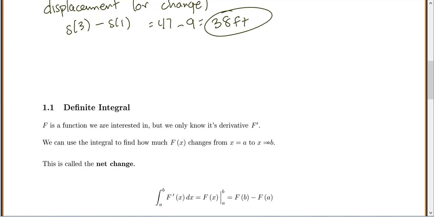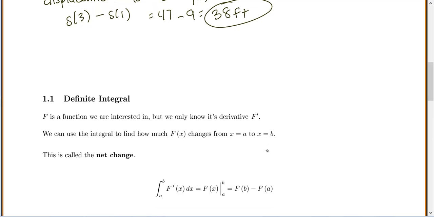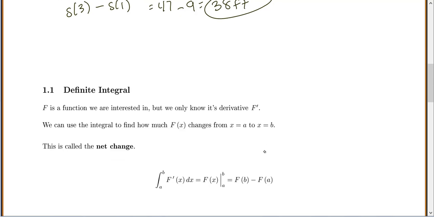We only knew the velocity, but we actually wanted to talk about the height, and we wanted to see how much it changed from 1 second to 3 seconds. When we want to see how much it changes, we call it the net change. We're going to take the integral of our derivative. So that's what we did up above. We took the integral of the derivative, the velocity, and we evaluate it from a to b. So b is our upper limit, and a is our lower limit.